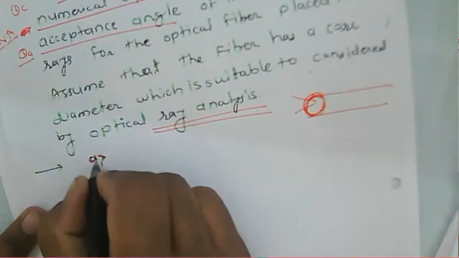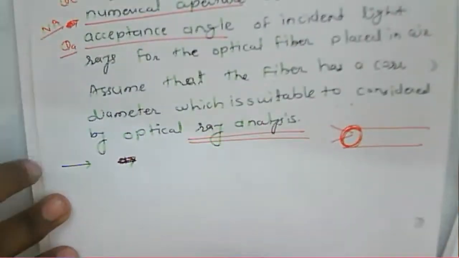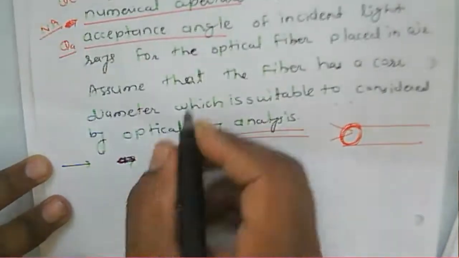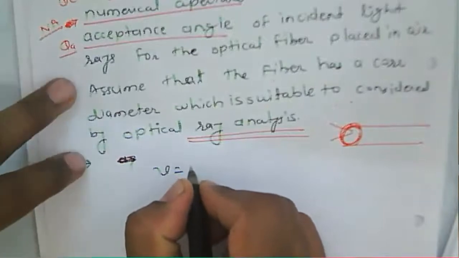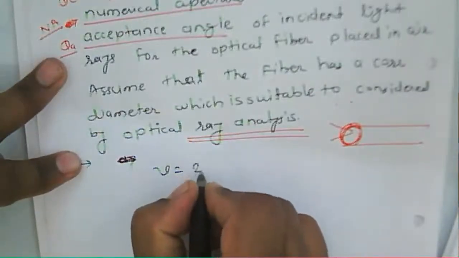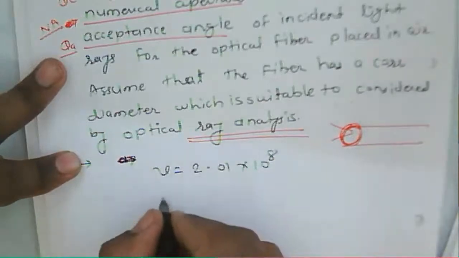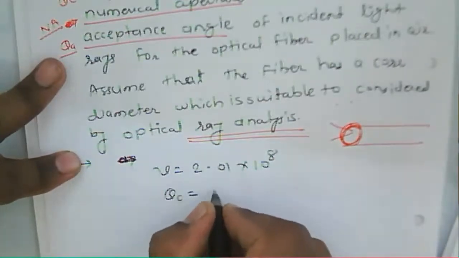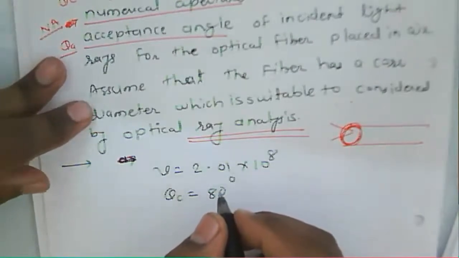Before that, we will see what the given terms are. The first term given is the velocity with which the light is propagating through the core, 2.01 into 10 to the power 8. And then the critical angle is given, theta c is equal to 80 degree.